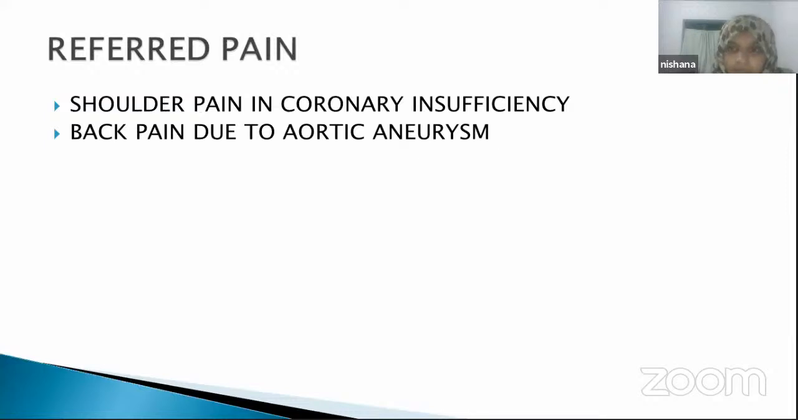Then referred pain, we all know about the shoulder pain in coronary insufficiency. The pain may be radiating through the shoulder. Then another entity, though very rare, rupture of aortic aneurysm can produce back pain. The pain will be sudden and intense. If it is thoracic back pain, it is rupture of a thoracic aortic aneurysm, and lower back pain will be rupture of an abdominal aortic aneurysm. We have to keep this in mind.